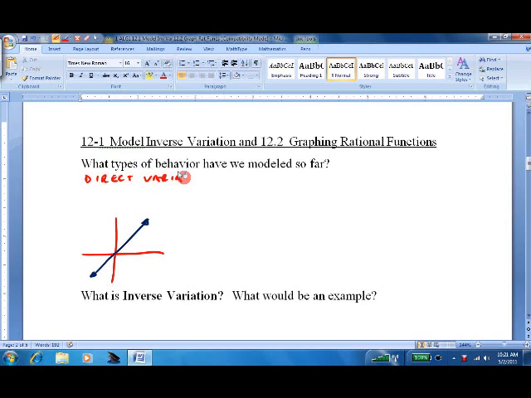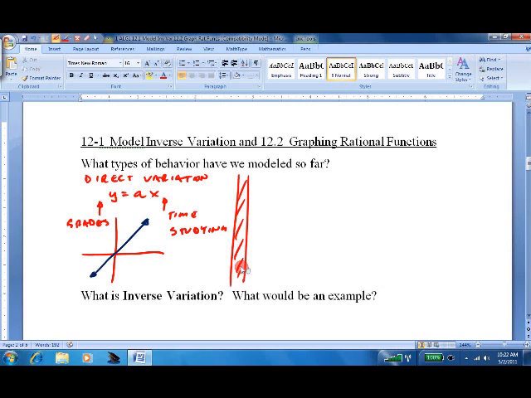and we notate it with y equals ax. And that means if x goes up, y goes up. Time studying, you put more time studying in, you get higher grades. Simple stuff.